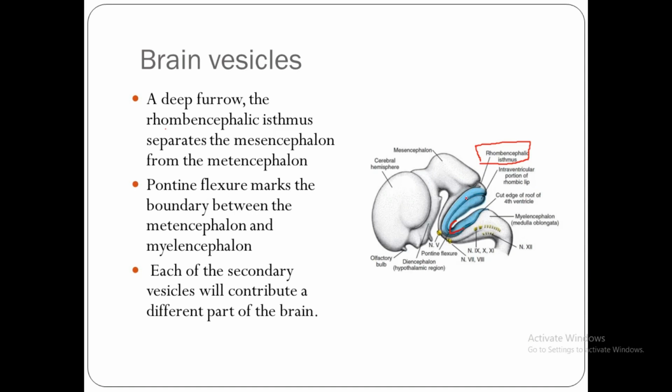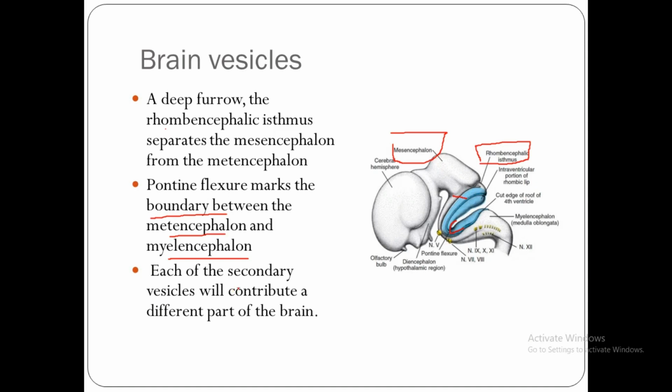So this one is the future metencephalon, and this one is myelencephalon. So pontine flexure marks the boundary between metencephalon and myelencephalon, as you can see here. And rhombocephalic isthmus is a separation between the midbrain here, that is mesencephalon, and the developing metencephalon.